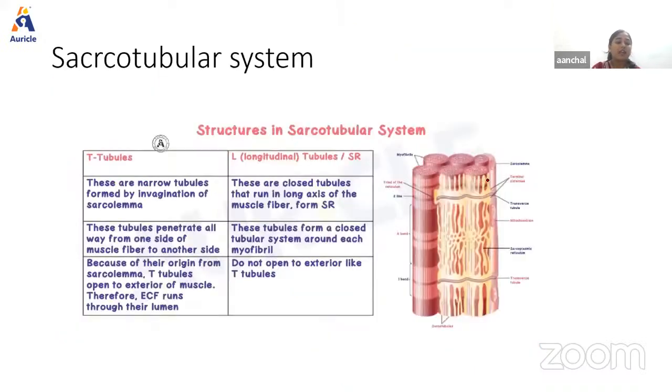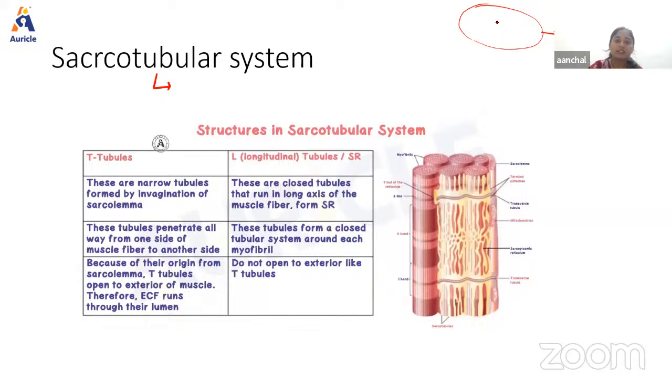Next, we have the sarcotubular system. What is the sarcotubular system? It is a system of membranous structures in the form of vesicles and tubules in the sarcoplasm of the muscle fiber. First, you should understand that if this is the muscle, then this covering is known as sarcolemma, and the cytoplasm is known as, do you know what the cytoplasm of the muscle is known as?